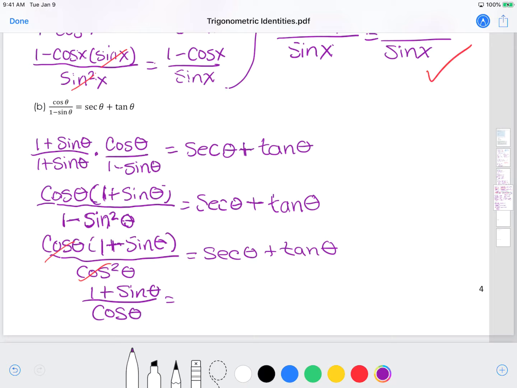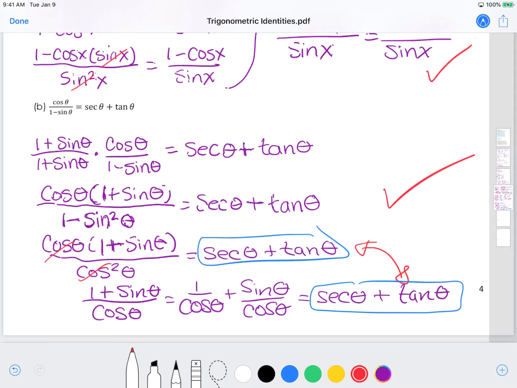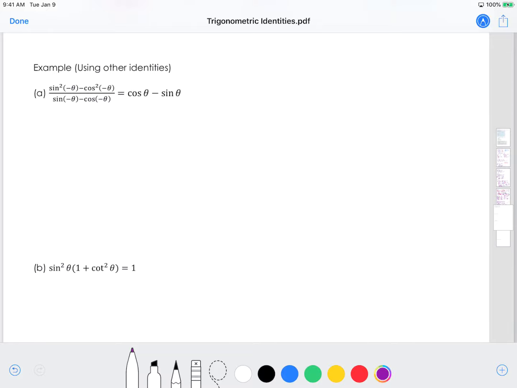And then I can split that fraction up into 1 over cosine theta plus sine theta over cosine theta. 1 over cosine theta is secant because they're reciprocals. And sine theta over cosine theta is tangent. So we just proved that the left-hand side was equal to the right-hand side. And we are done.